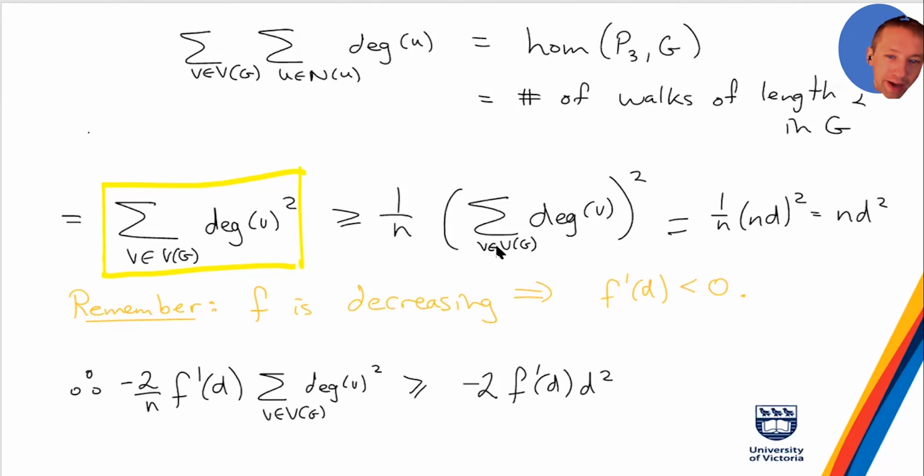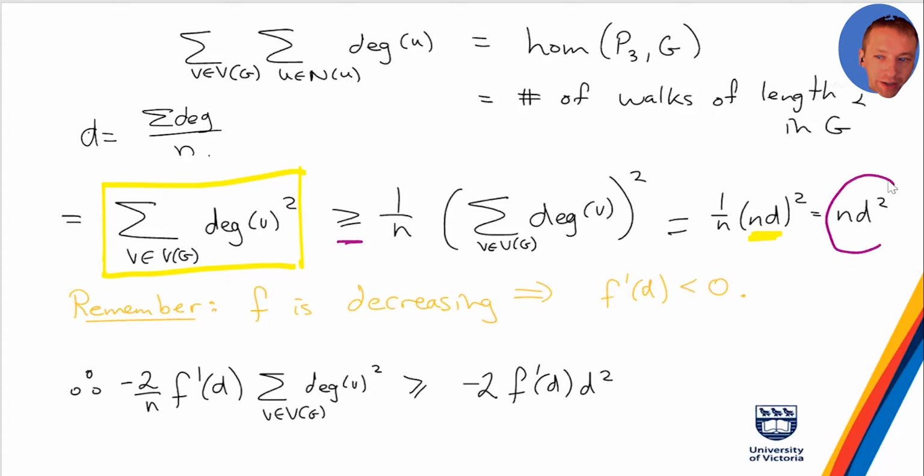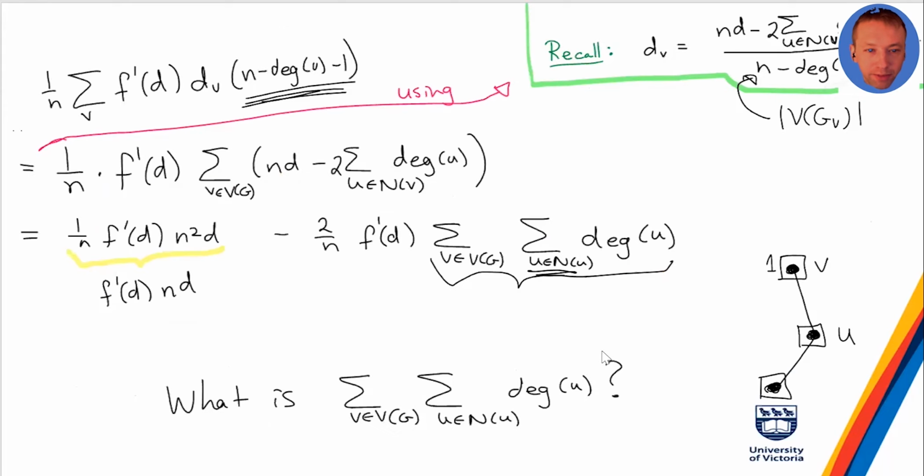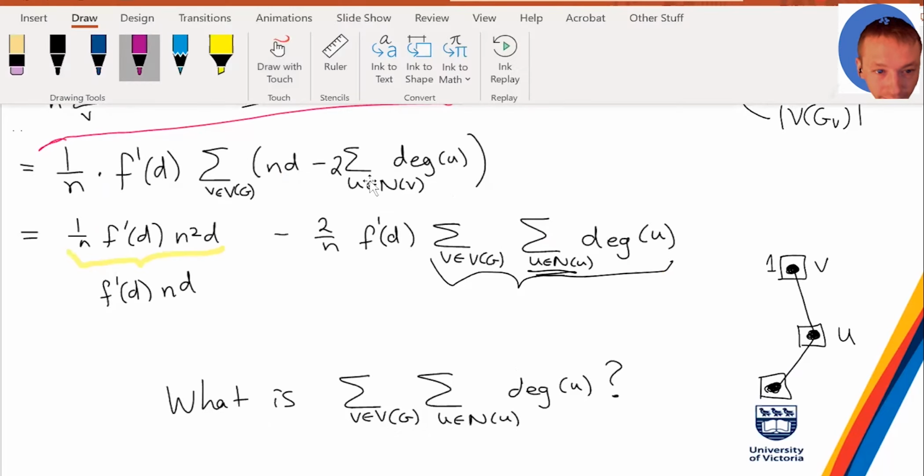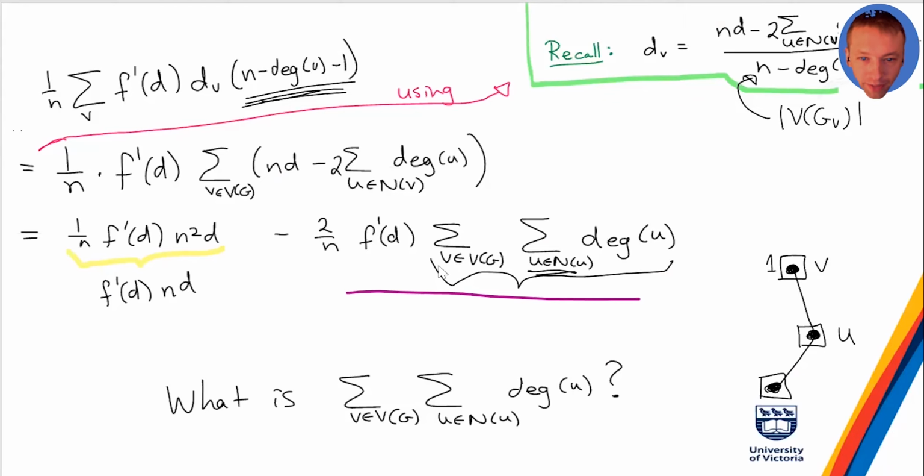So we are throwing a little bit away here. But if you throw a little bit away, you get nd squared, which is just a simple thing. Now here's the thing. I want to plug this in here. And I want to plug it in for this expression. I've got a lower bound on this expression. I've got a minus sign here. And I want to get a lower bound on this whole thing.